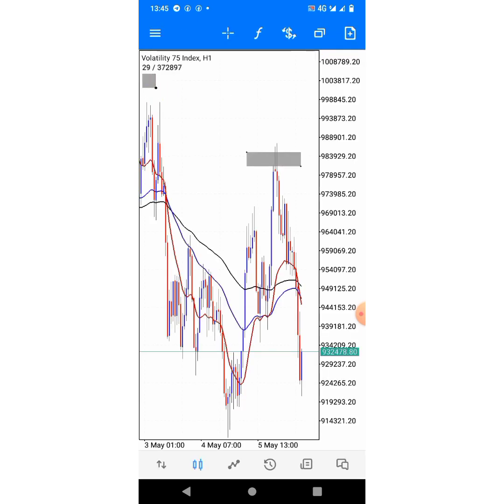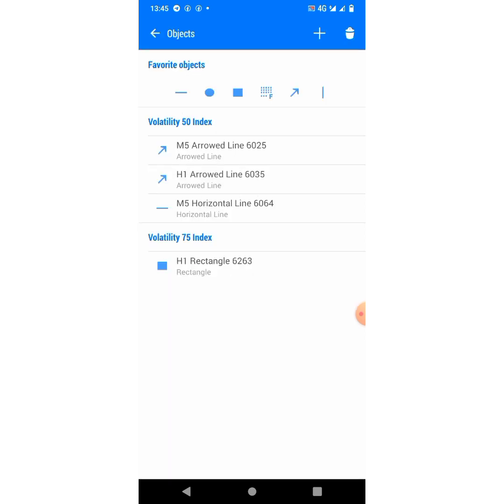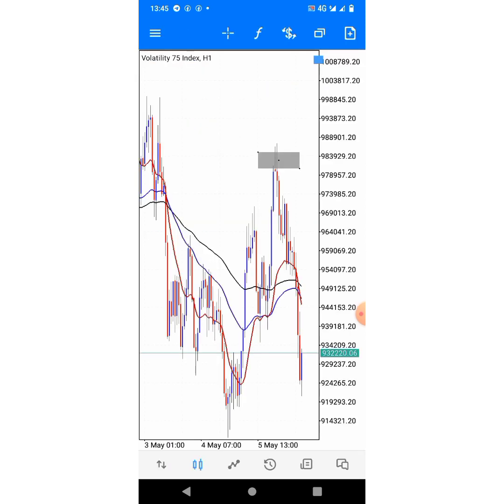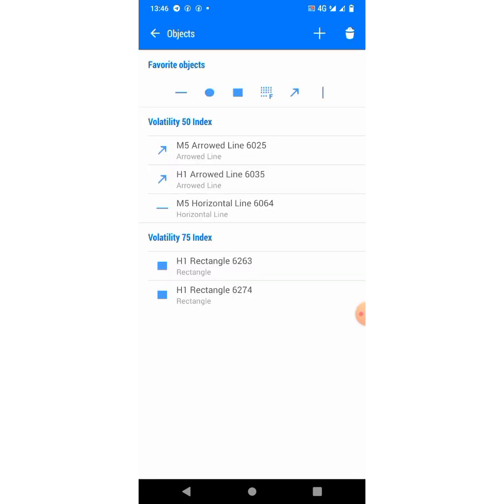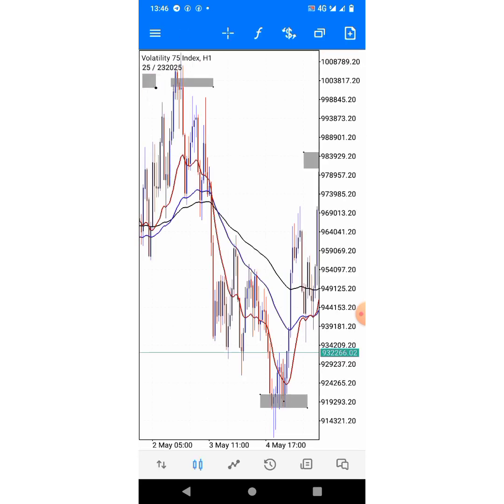Here is an example of market rejection. I'm just going to go ahead and mark them out and then show you how I've taken the trade on a live account, but I've already done that. So here is a market rejection. Here also we have a market rejection.